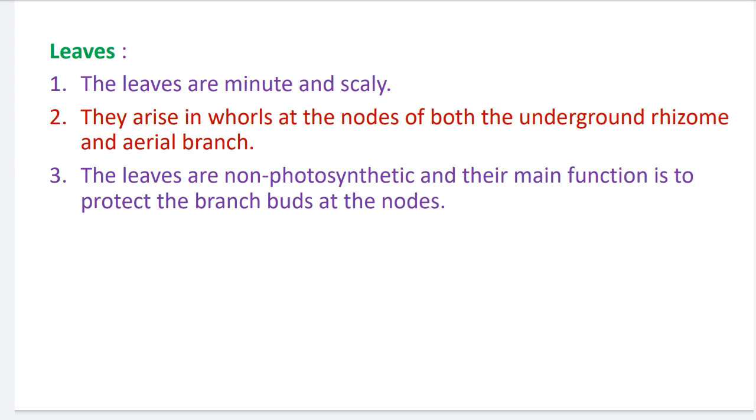Number 3, leaves are non-photosynthetic. Here leaves are not involved in photosynthesis, and their main function is to protect the branch buds at the nodes. They protect the branch buds, meaning apical tips. Apical tips are involved in the elongation of the plant, the height of the plant, so the leaves protect the apical tips.